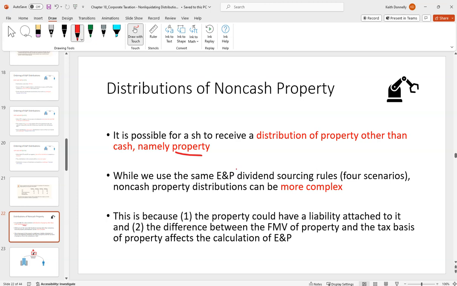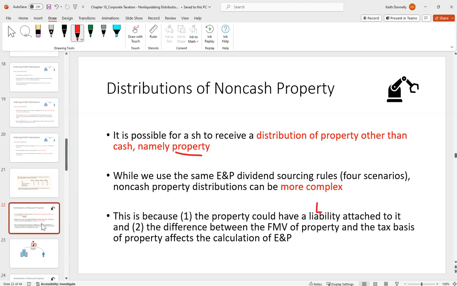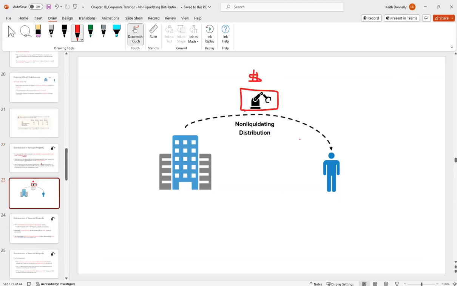The reason for this is there could be a liability attached to that property. And then, as I have here, the difference between the fair market value of the property and the tax basis of the property is going to affect the calculation of E&P. In other words, it's going to cause a gain there. We will see that they treat it, the corporation, as a deemed sale of that property. So that's the setup. We're looking at non-cash distributions.